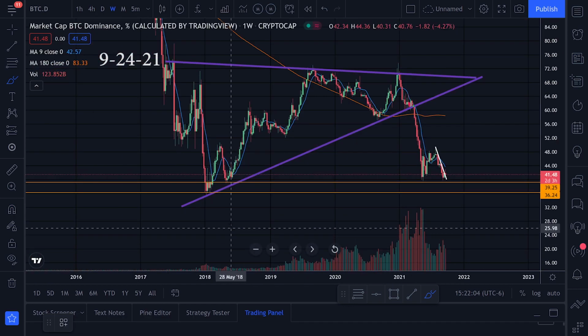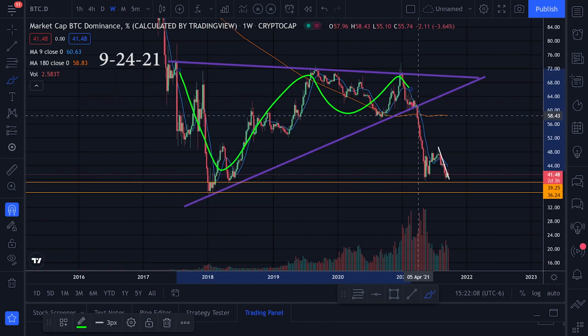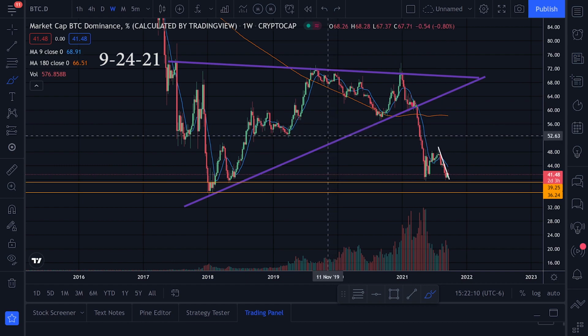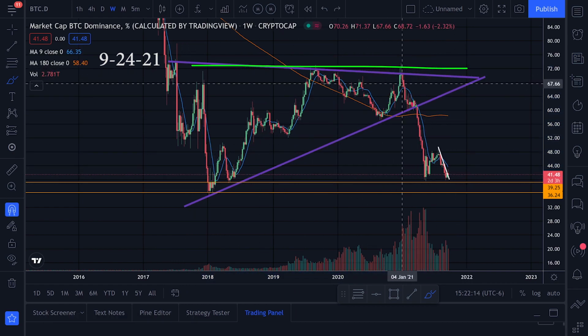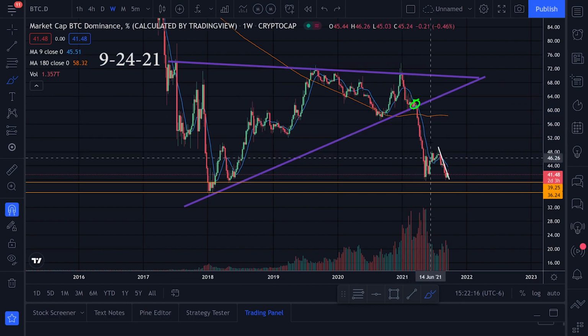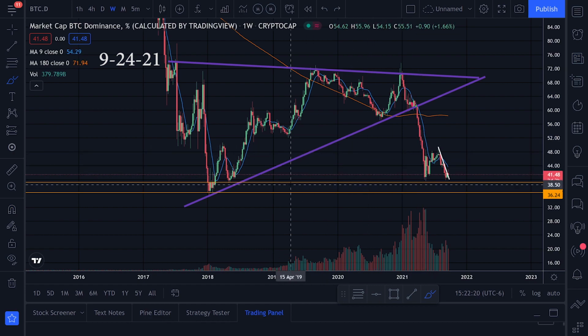Okay, let's take a look at the Bitcoin dominance real quick. So we have this triangle pattern right here. We're on the weekly time frame, so this is a big time frame. We had this big old huge triangle pattern, something like that. We broke that going to the downside right there. Pretty much altcoin season. And ever since then, I've been watching these previous bottoms right here.